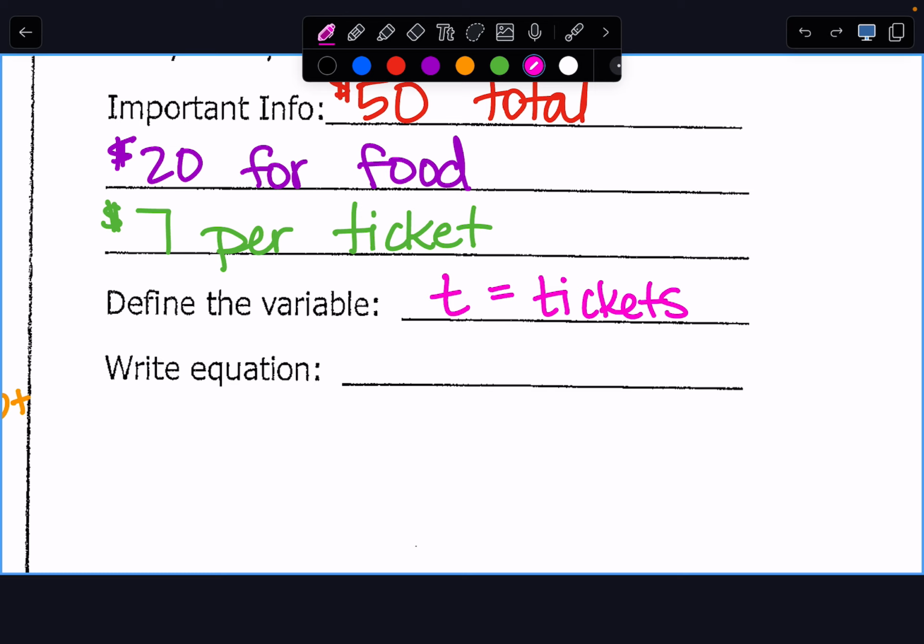What number is our total? 50. So I'm going to have 50 way over here equals 50. Okay? What number gets multiplied to t? Okay, we have $7 per ticket. What do we do at 20? Plus $20 for concession stands needs to equal $50. Okay. Are we okay with this setup? Yeah? All right.